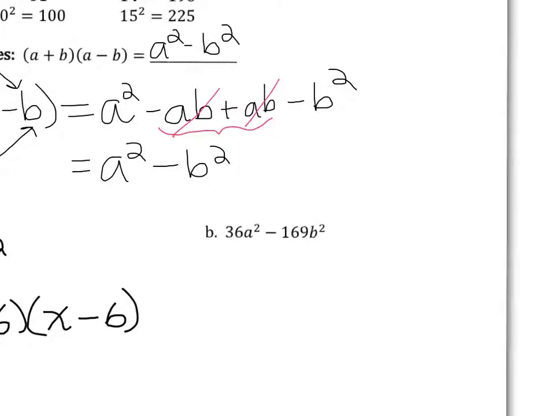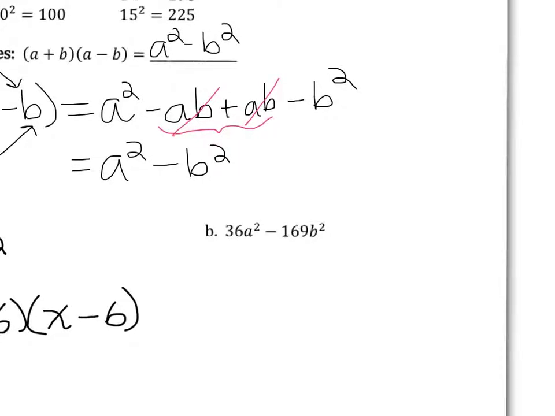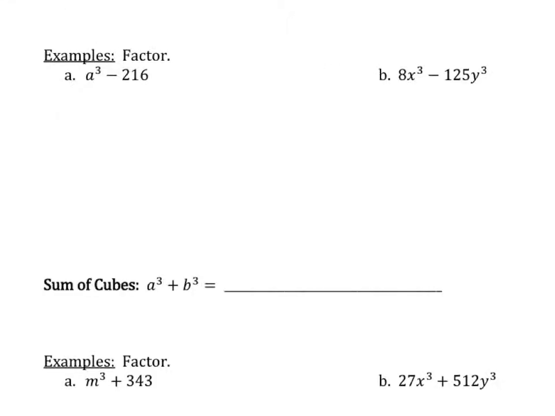I have 36a squared minus 169b squared. Again, I want to see if I can write this as a difference of squares. And one clue that I do have a difference of squares is that I have a variable squared here and a variable squared here. And not only that, but let's look at these examples here, right?